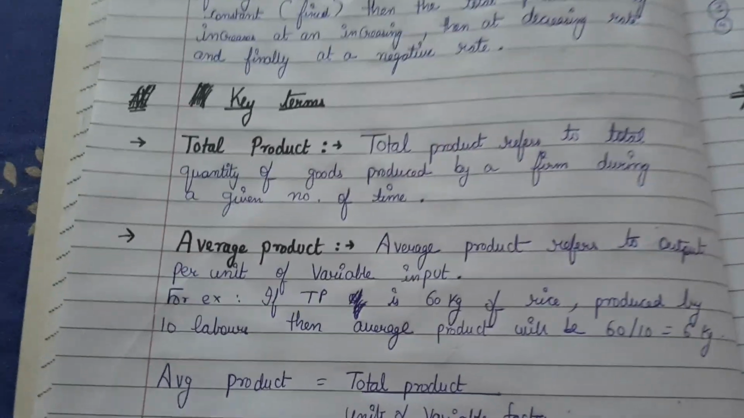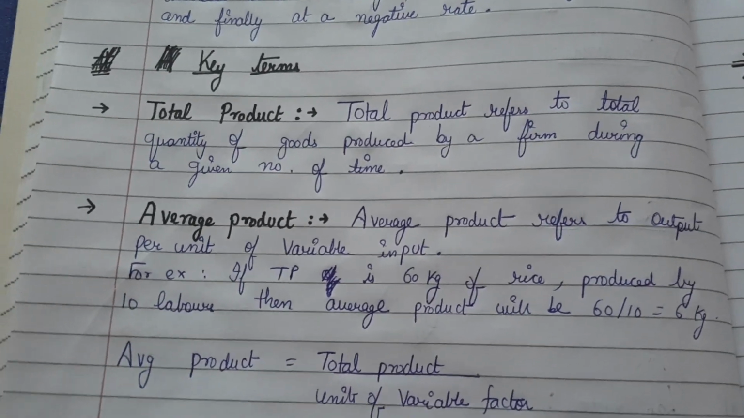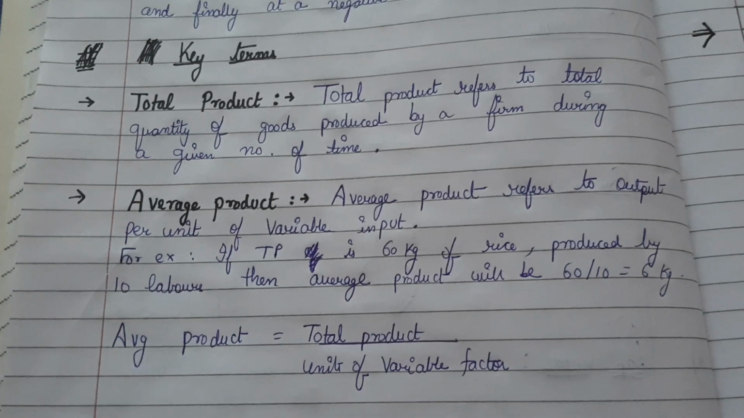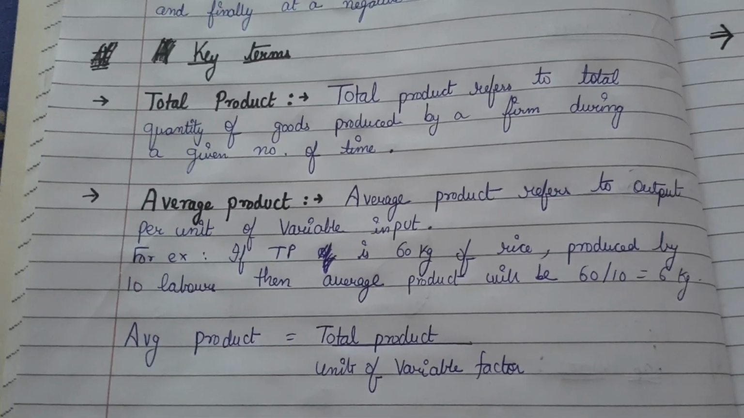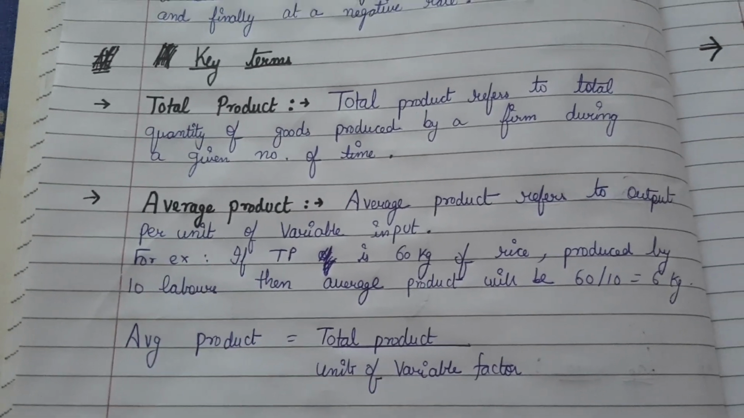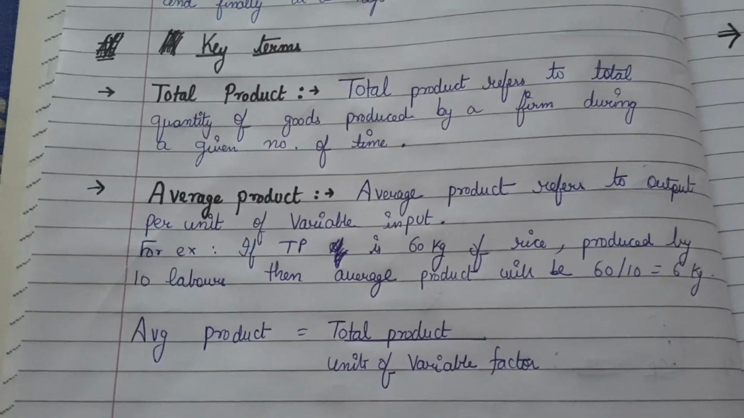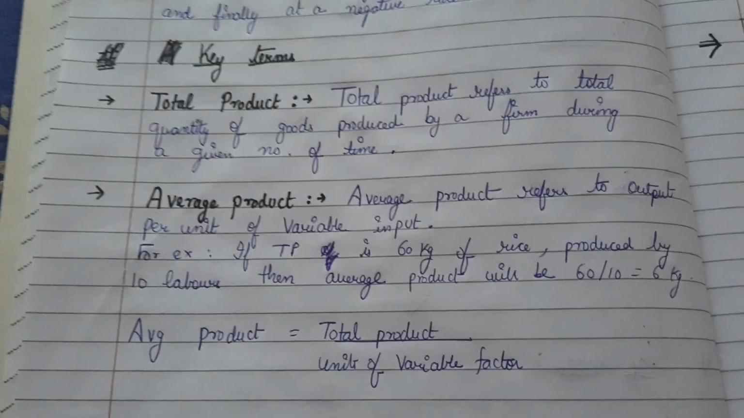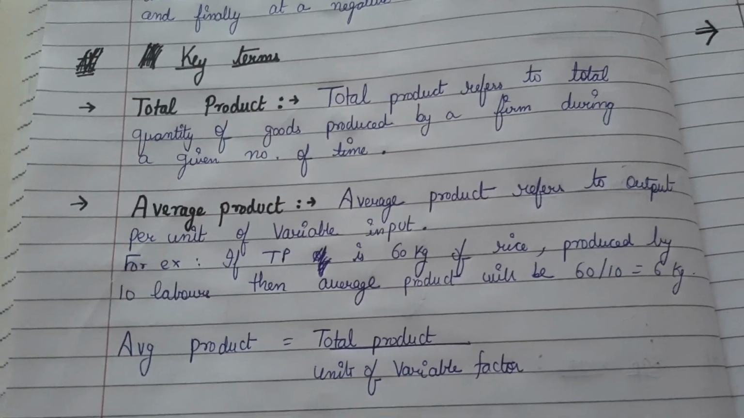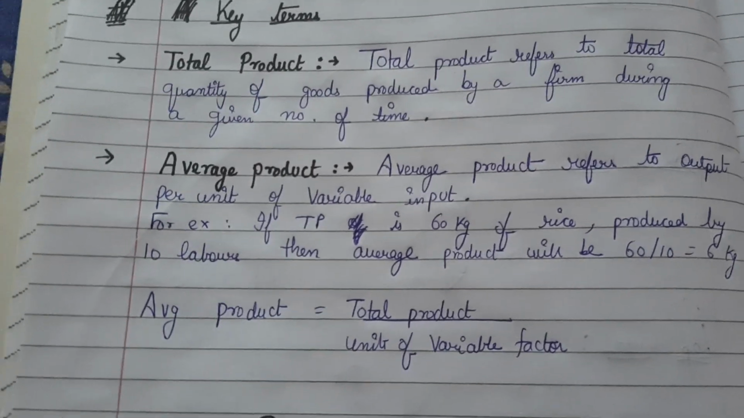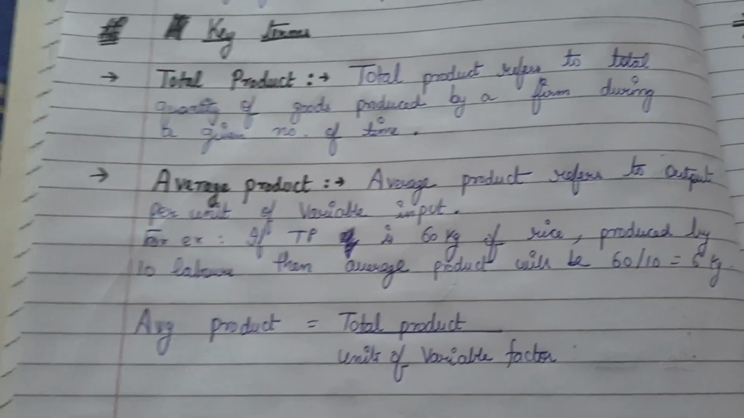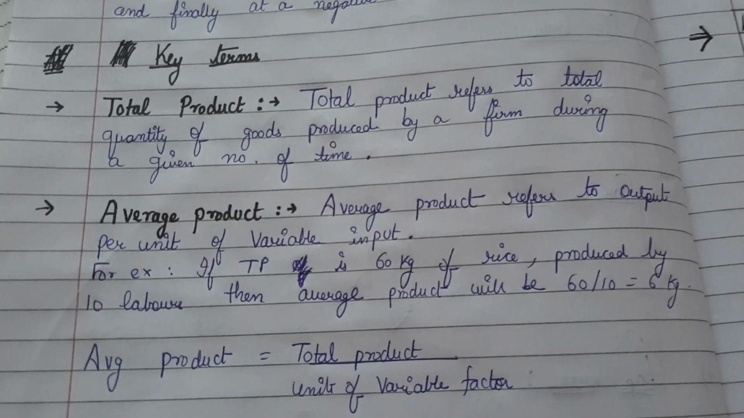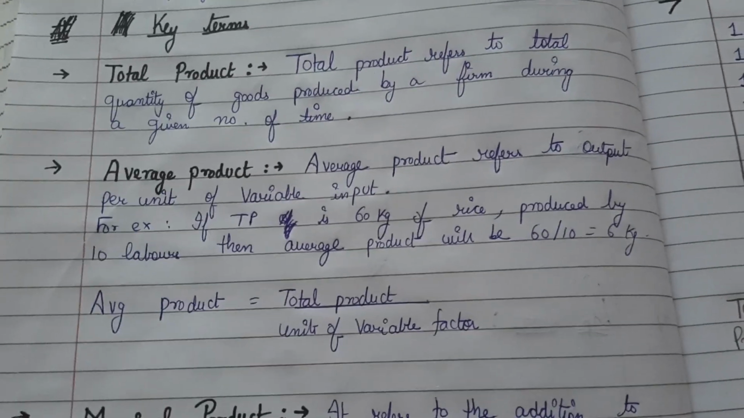Let's look at the key terms which might be used later on in this module in our discussion. The first is the total product. Total product refers to the total quantity of goods produced by a firm during a given period of time. Let us say I have a land, and I have employed some laborers for the production of rice. If 10 laborers are producing 60 kgs of rice, then the total product for me is 60 kgs, 60 units of rice.